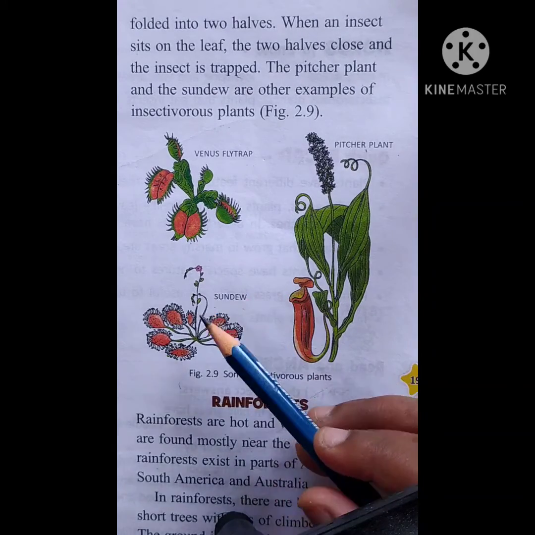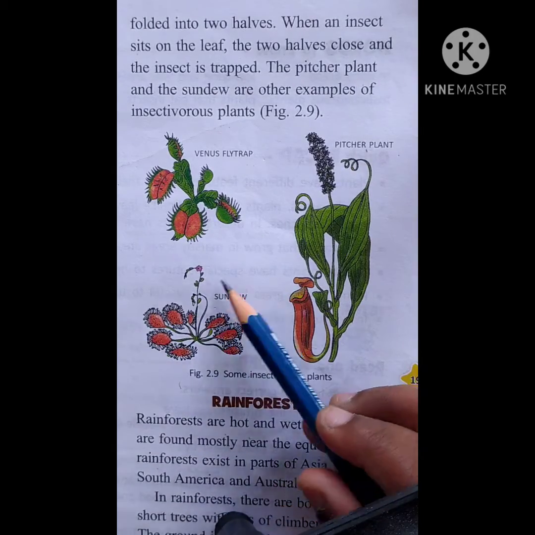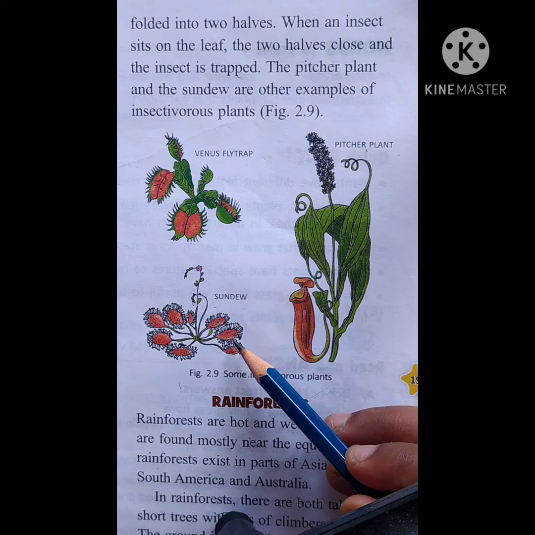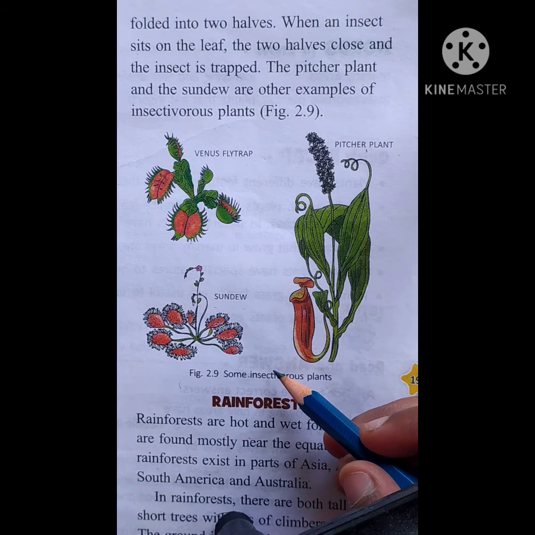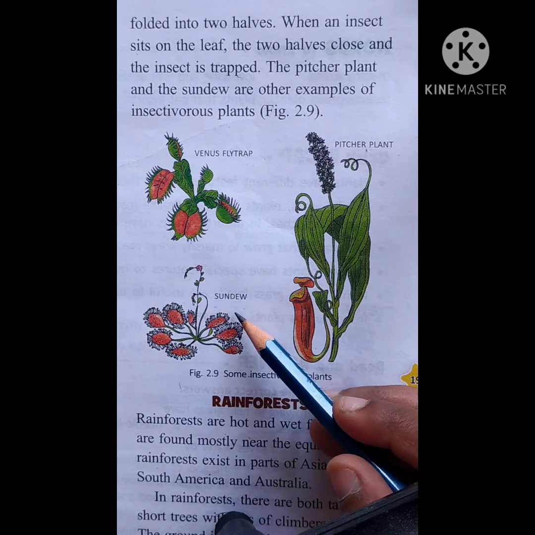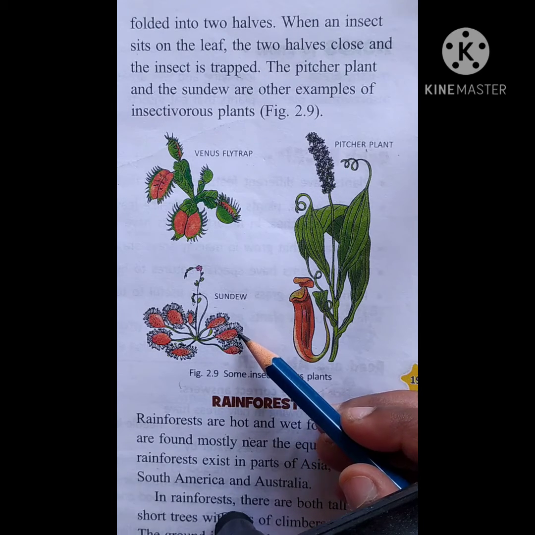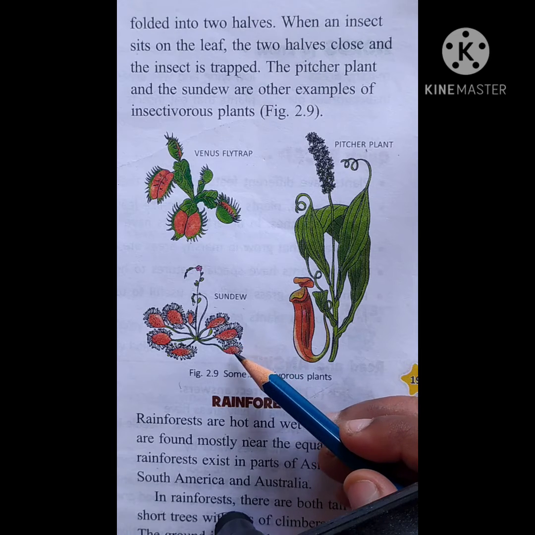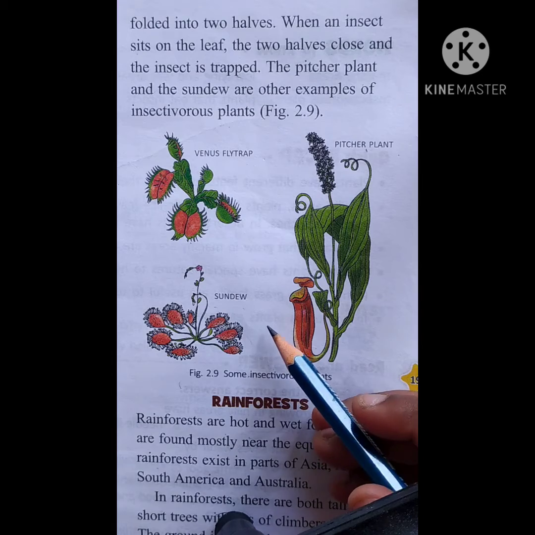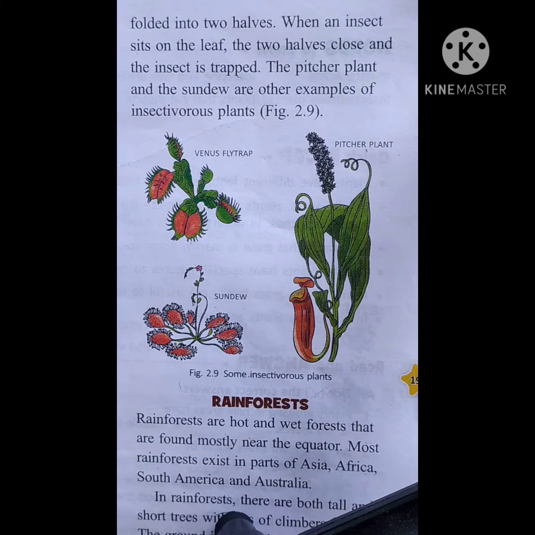Next, in the sundew, these are very attractive stamens, and they are very sticky in nature. Whenever insects like honeybees or grasshoppers are attracted to this, they stick to it, and what happens? Slowly all these stamens close into one point, and then the insects are trapped and digested by these plants.